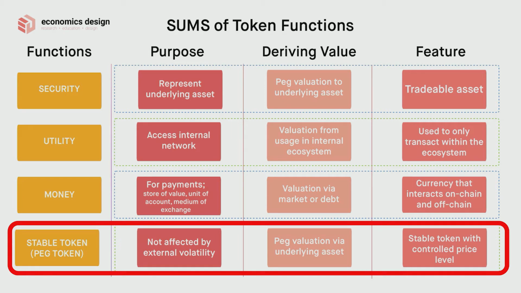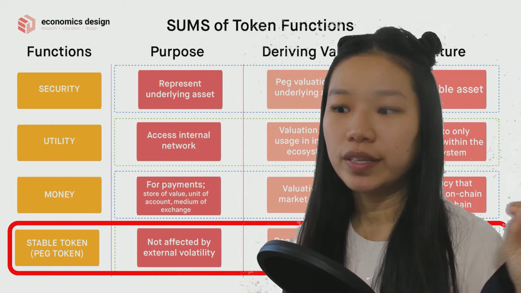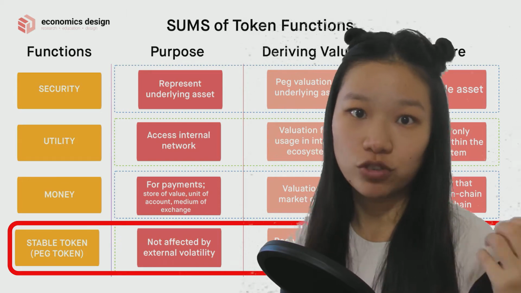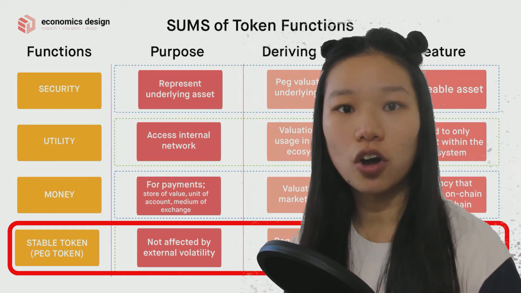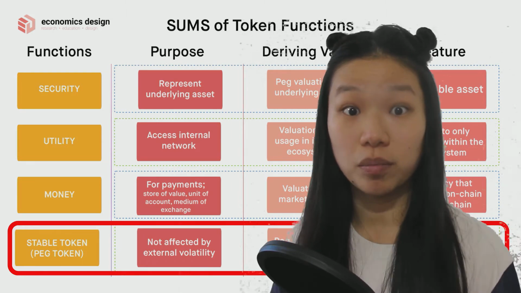For security, its purpose is really to represent the underlying asset. If you look at different assets available, there are a lot of physically traded projects or physically traded securities, and they're traded but not on blockchain. So the way to take them in is to tokenize them and put them on blockchain. And these are security tokens because they represent the underlying asset. Its valuation is pegged to the underlying asset, and its feature is that it's a tradable asset. Now you can trade it not just on a physical trade, but also on blockchain.